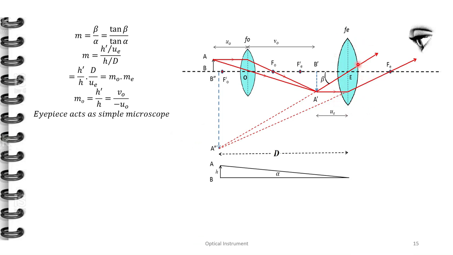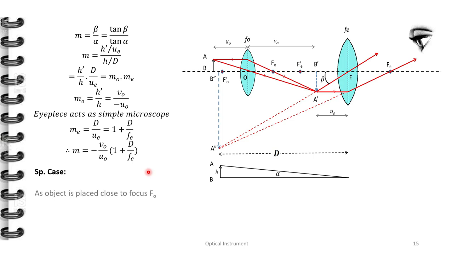Here, if you see in this figure, the eyepiece is acting as a simple microscope where the object is kept between its optical center and focus, and we are obtaining a virtual image at the back. Hence, we can also write ME as 1 plus D upon FE, which is the formula of magnification for a simple microscope. Therefore, we can write M as minus VO upon UO into 1 plus D upon FE.